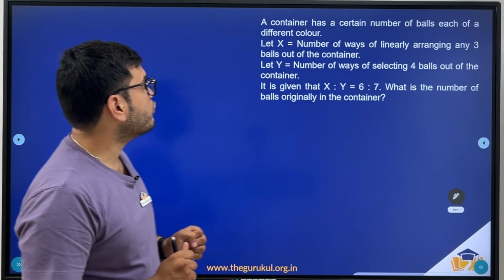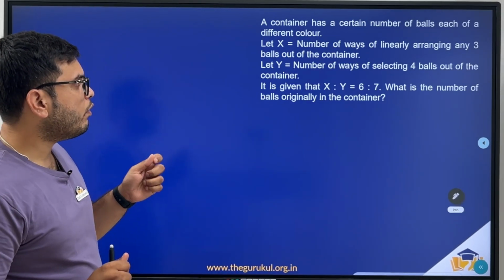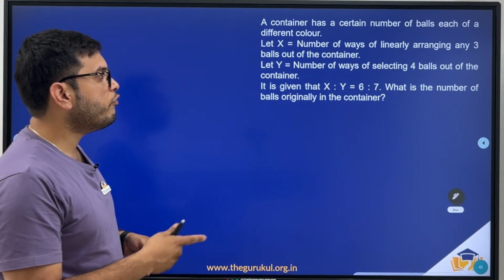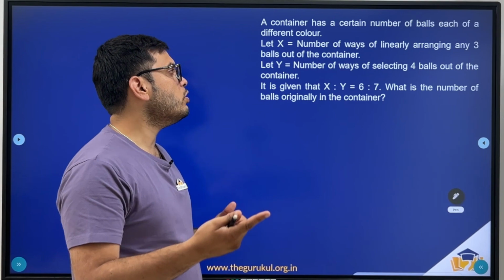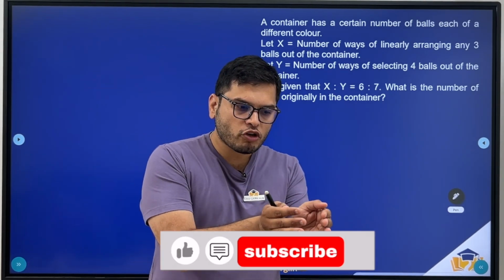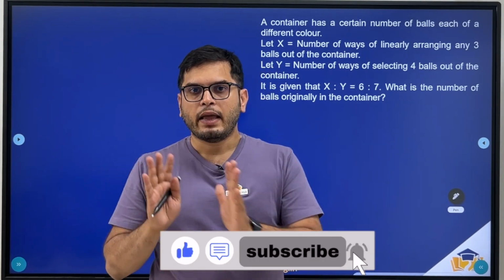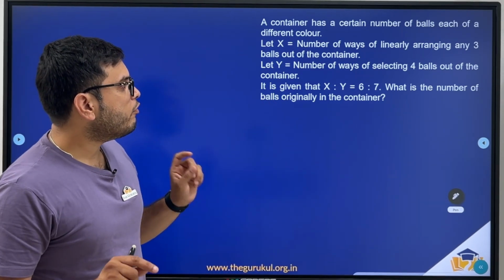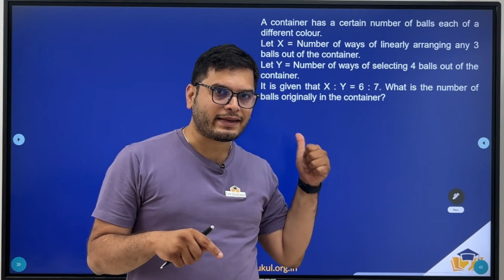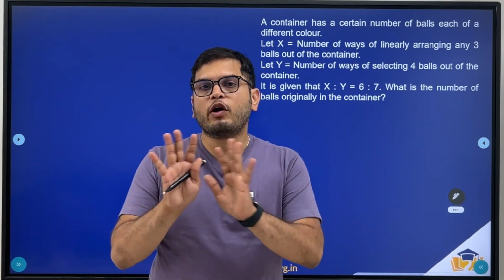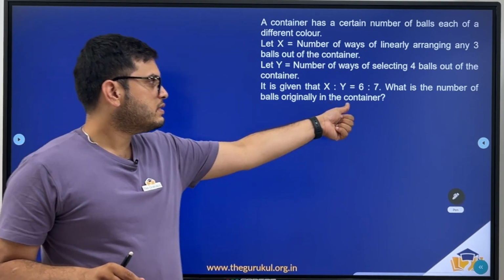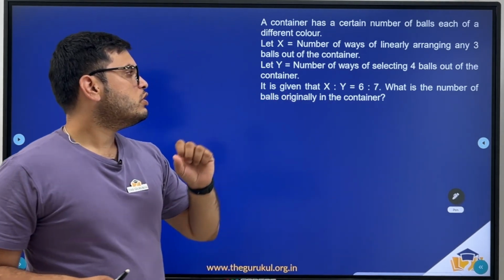Now coming to the second question, a container has a certain number of balls, each of a different color. Let x be equal to the number of ways of linearly arranging any 3 balls out of the container. So first our job is to select 3 balls and then arrange them, whereas let y be equal to the number of ways of selecting 4 balls out of the container. In the second case, we are only selecting the balls, we are not arranging the balls. It is given that x is to y is equal to 6 is to 7. What is the number of balls originally in the container?